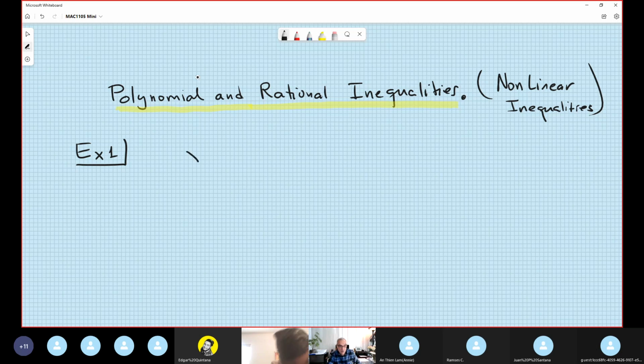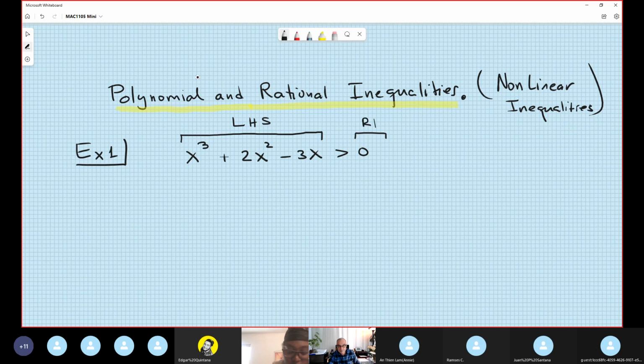Suppose this inequality: x cubed plus 2x squared minus 3x greater than 0. Okay, super. The first thing you should do: my inequality contains always a left-hand side and a right-hand side. And mandatory, guys, the right-hand side must be 0. In this case, actually, it is 0.